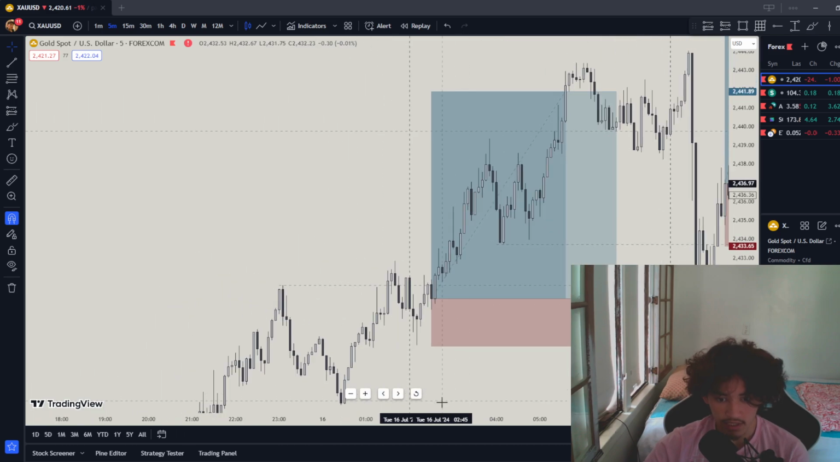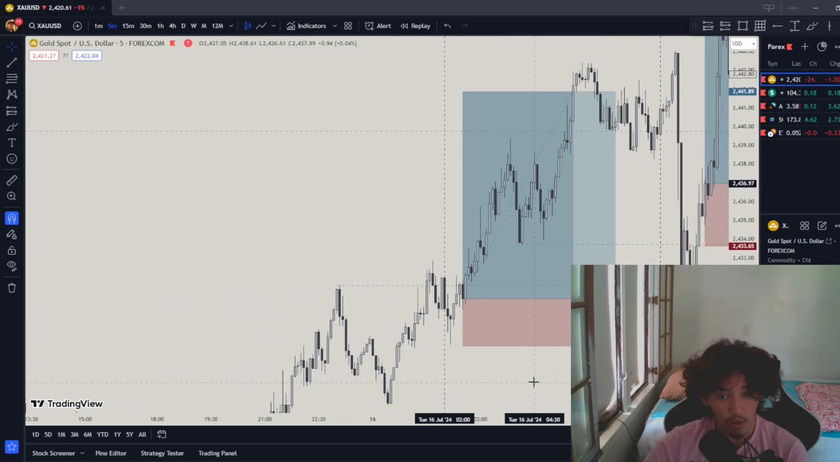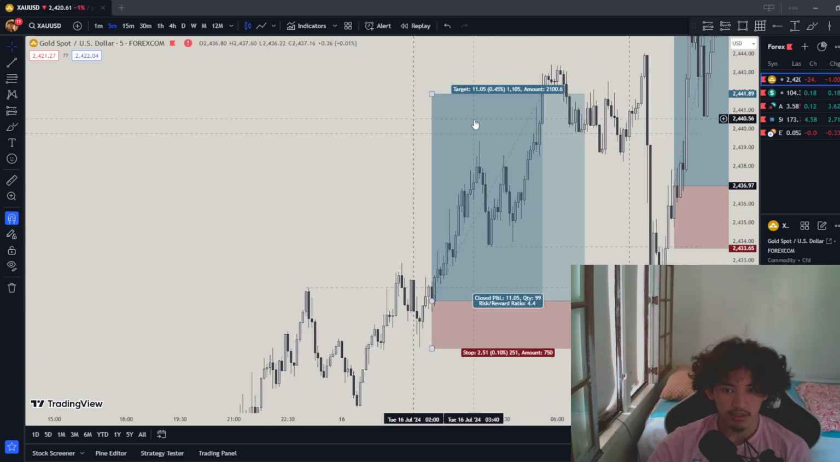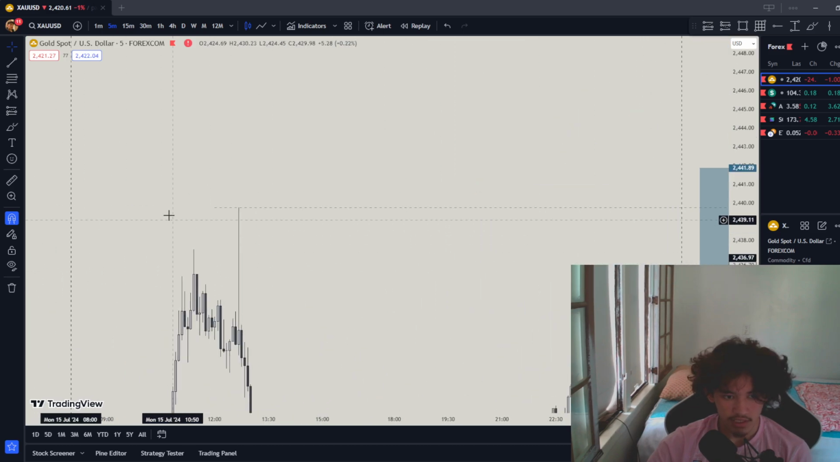This setup was basically on Tuesday at 2 o'clock. Right when the market opened, I took a setup. So let's go over this setup. Why did I take this setup? Pretty simple. It was going to the all-time high. It was not the all-time high, it was like a resistance high, right?